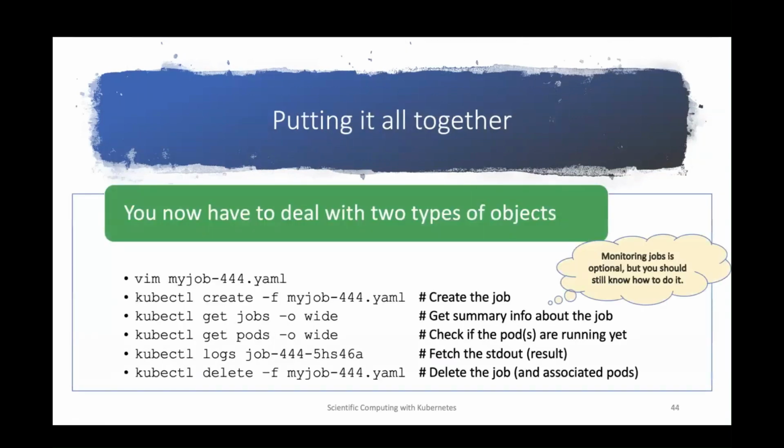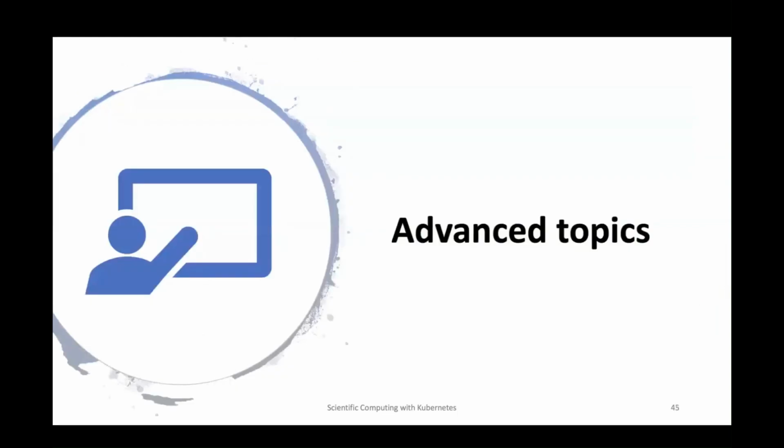So when you deal with jobs, remember you're doing it with two objects. Yeah, you submit the same thing, but then you have to do both get jobs and get pods, and logs go on the pods themselves. And remember to delete the job in the end. So that's all I have for pure Kubernetes.